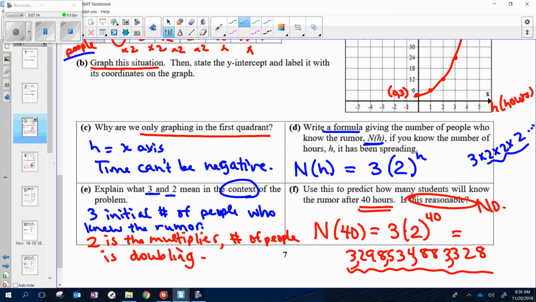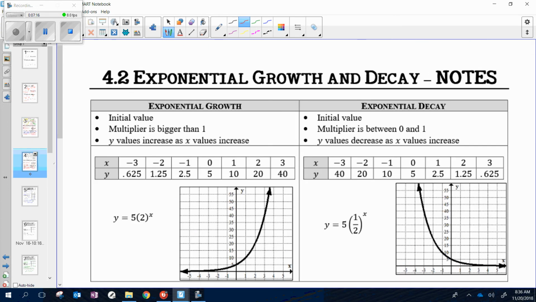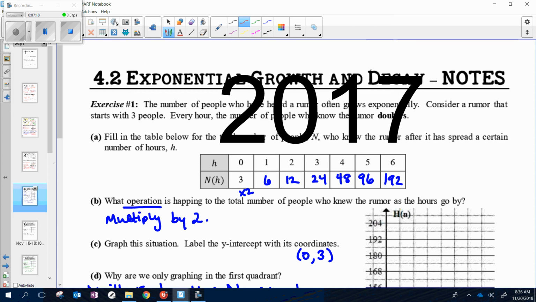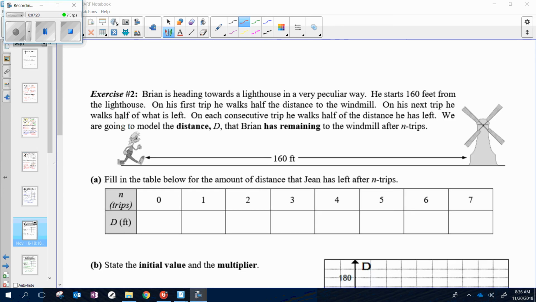On the next page, let's see, I want a page of notes that's not filled in. Found it. We got this guy named Brian, and he is heading towards a lighthouse in a very peculiar way. He starts 160 feet from the lighthouse. By the way, I know this looks like a windmill, but whatever. Let's pretend it's a lighthouse.